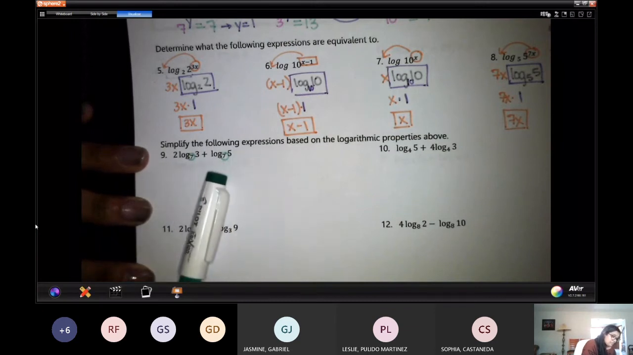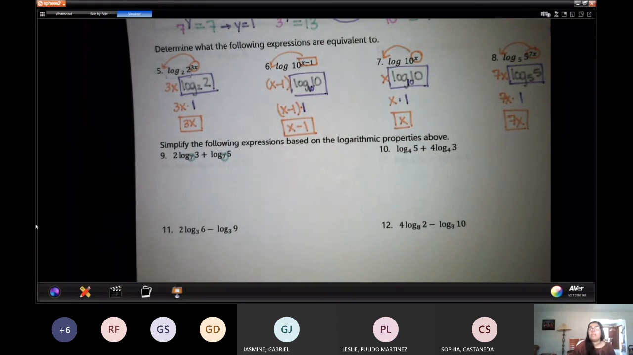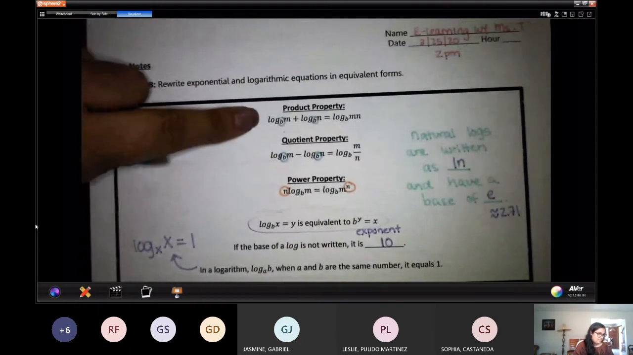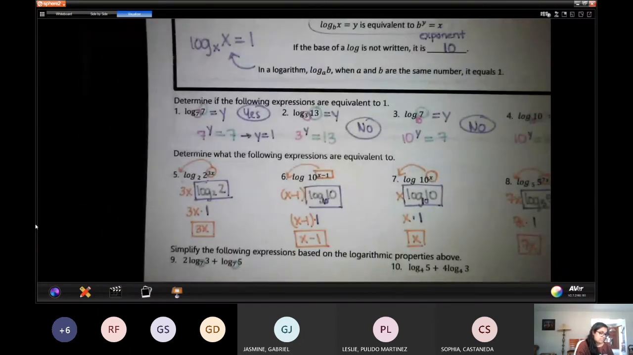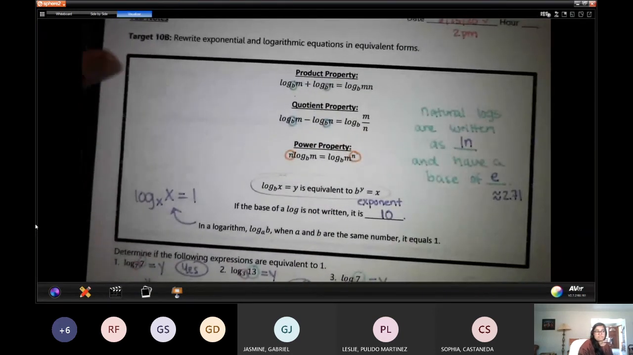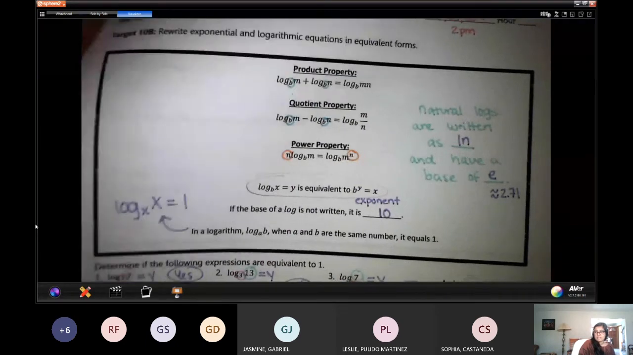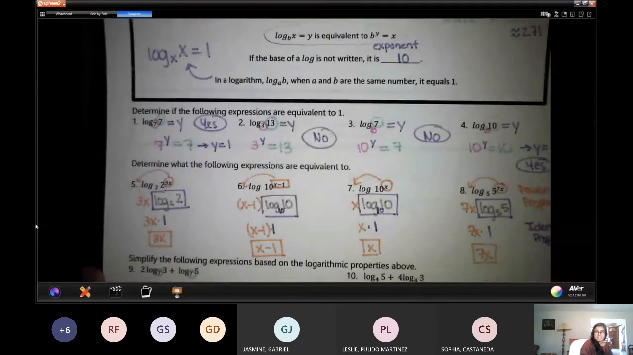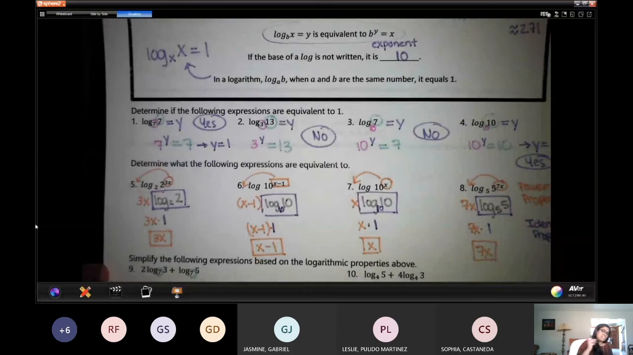So we know that we're going to use the product property, but before we do that, we have to deal with the squared, right? Because when we look at the product property, it has nothing over here. So we need to move that squared over. How are we going to do that? What do we do with those exponents? How can we move them around? Any ideas on what property we might use to move an exponent? The power property. Very good, David.